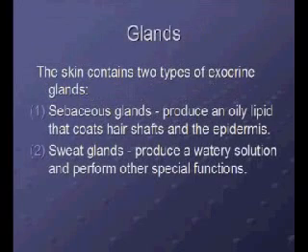Now, there are a number of glands that are involved in the integumentary system. We'll touch upon some of those glands at this time. Skin contains two types of exocrine glands: sebaceous glands, which produce an oily lipid that coats the hair shaft and the epidermis, and then sweat glands, which produce a watery solution and perform special functions.